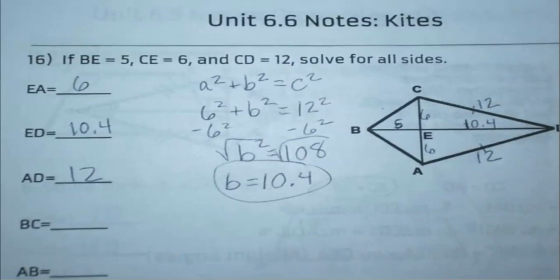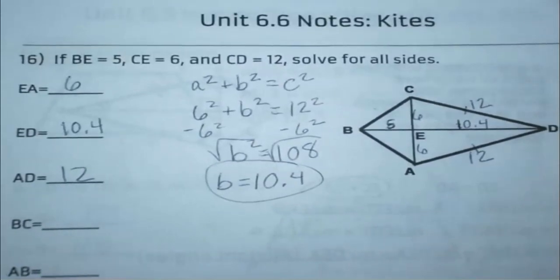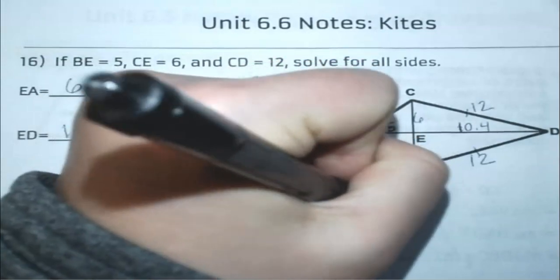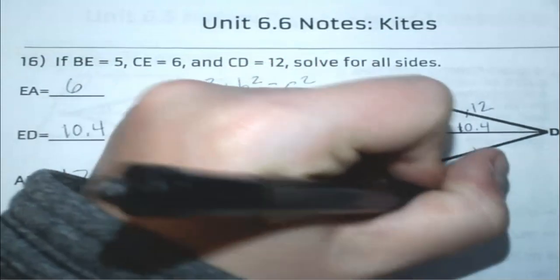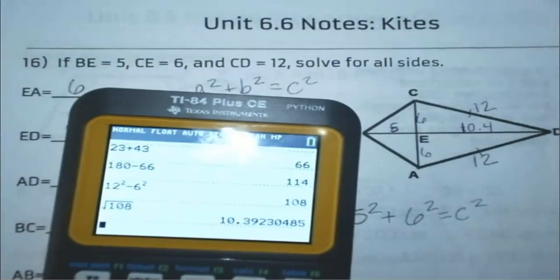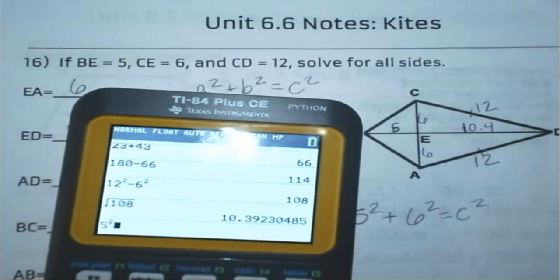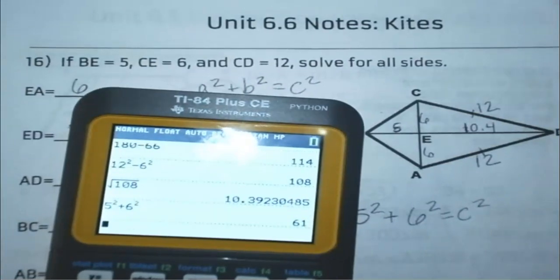So for BC, you are going to use the Pythagorean theorem to solve. Again, 5 squared plus 6 squared. Probably getting tired of Pythagorean theorem by now, but hopefully you're getting good at it. And you get 61. So in your calculator, you just need to do the square root of 61. And that will solve.